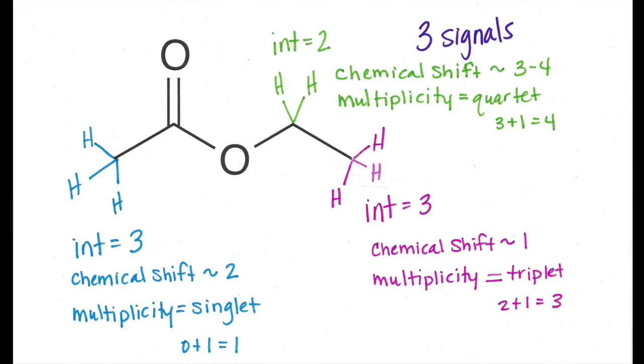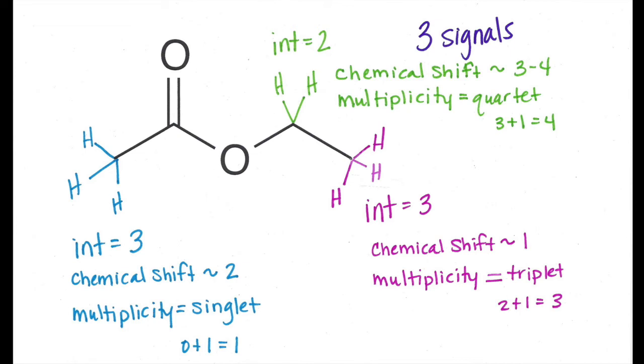In this case, that means that the pink protons are going to impact the signal for the green protons. Because there are 3 pink protons on the adjacent carbon, the signal for the green protons is going to be equal to 3 plus 1, or a quartet.